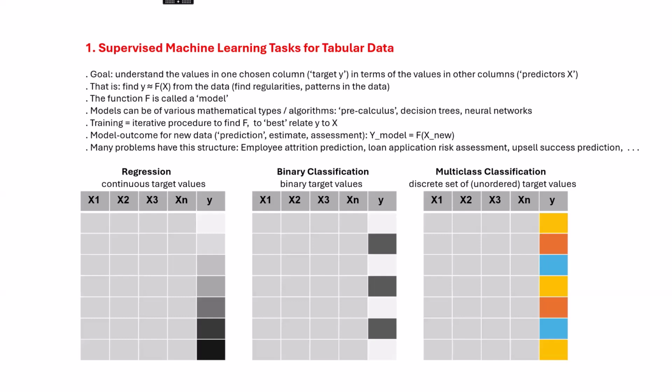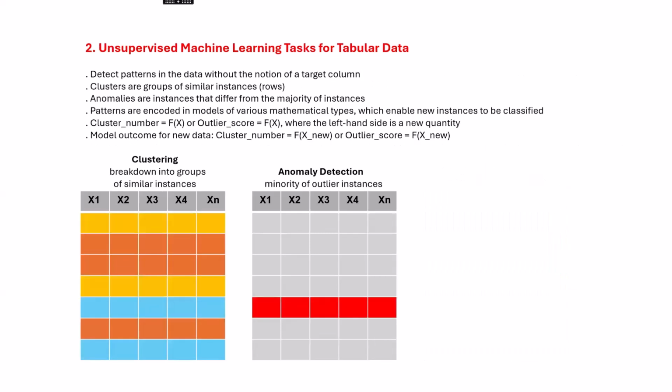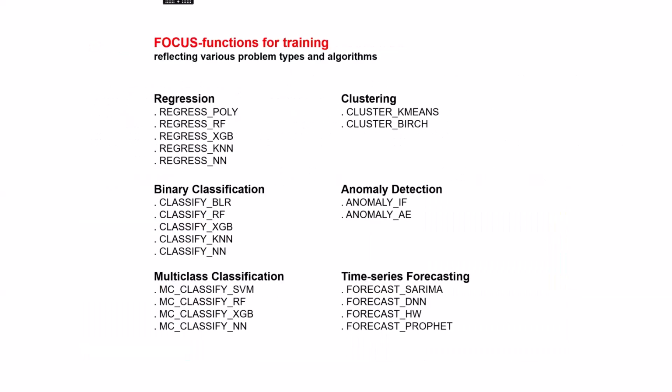I will talk about two supervised machine learning problems here, a regression problem and a binary classification problem. So these focus functions that I was talking about, these compute functions, they reflect the different tasks. Here's a list of them. We have functions for regression, for binary classification, for multi-class classification. And the different functions reflect the different types of algorithms and the different types of models you would create.